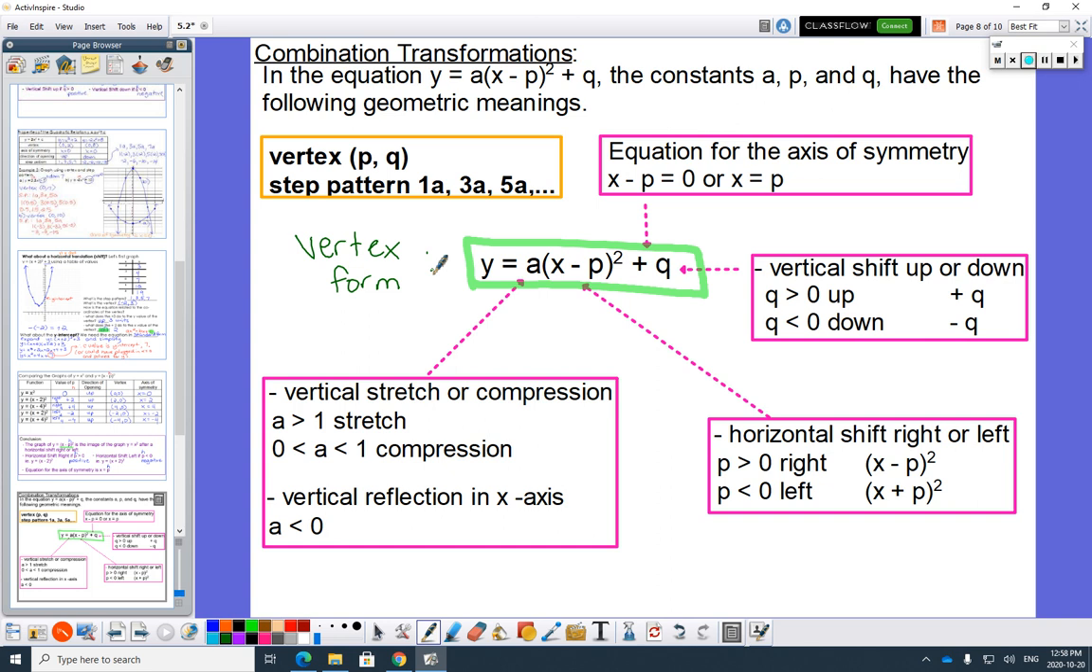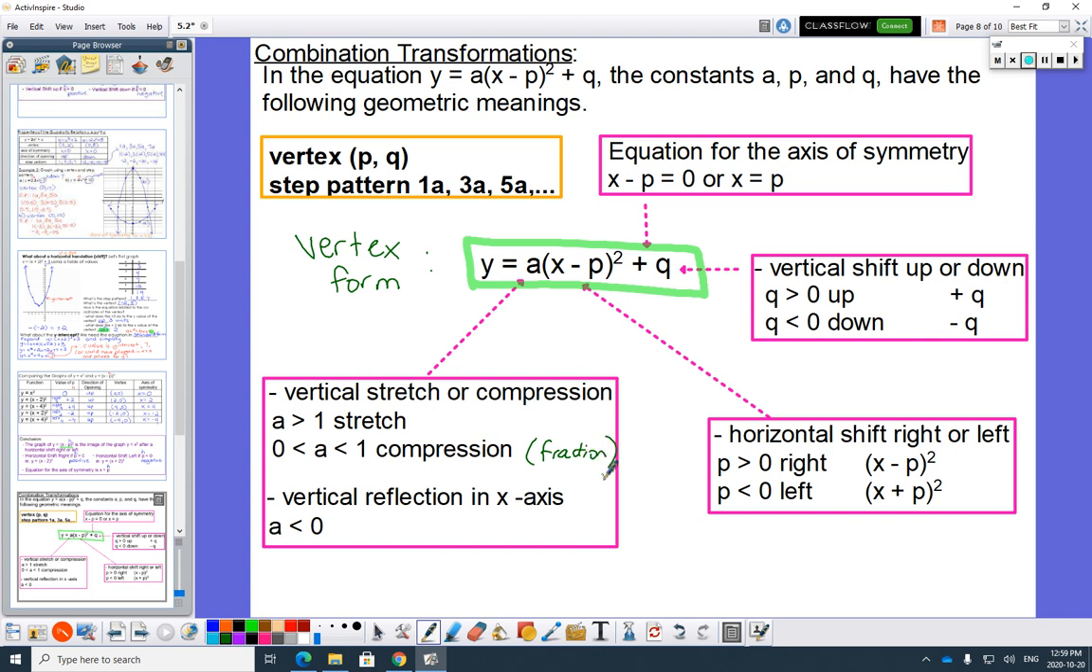So the step pattern is changed by the A value. Then you can have a vertical stretch where the A value is bigger than 1. This is a compression when the number is a fraction or decimal.